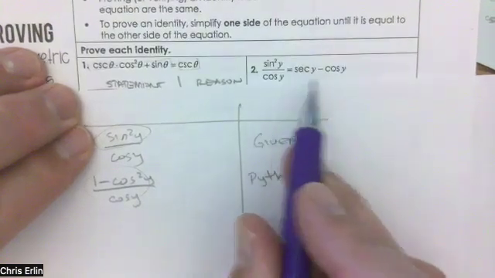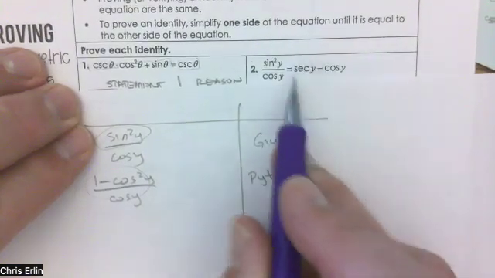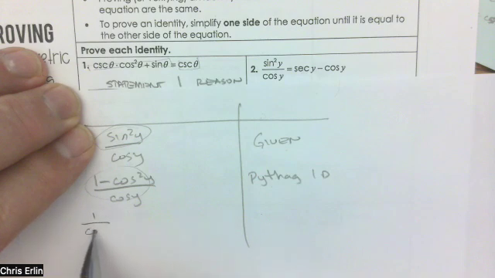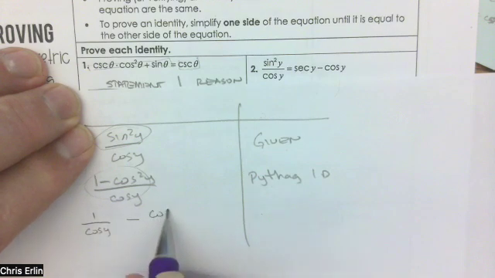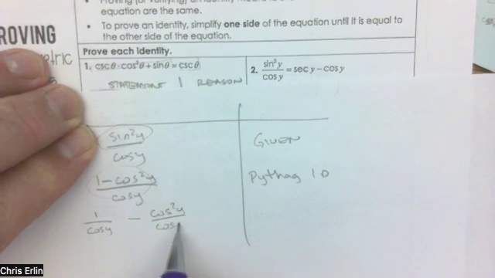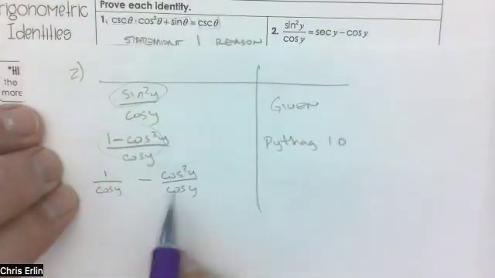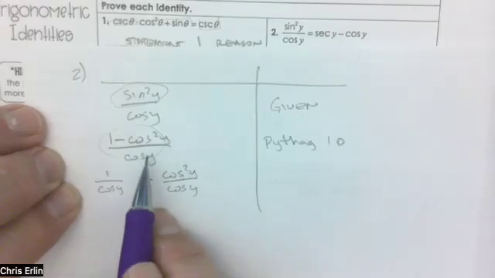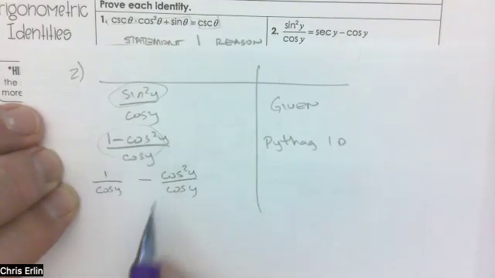I want it to be two different terms. That's my goal over here. So can I separate this to make it two terms? Yeah. Can I call it 1 over cosine y minus cosine squared y over cosine y? It's almost like doing it backwards, where you've got the same common denominator, and instead of combining them to make this, we're going backwards.